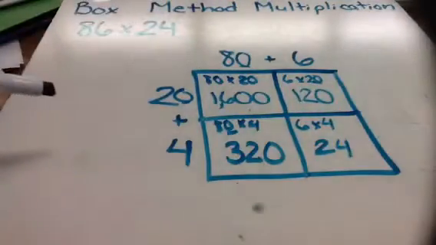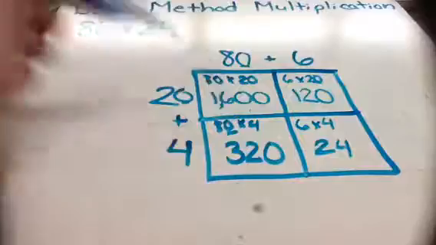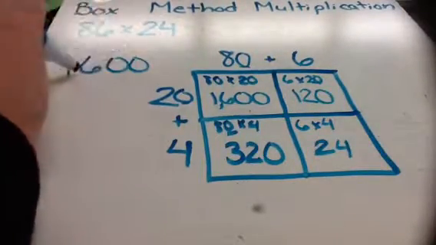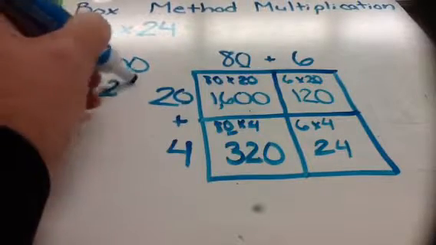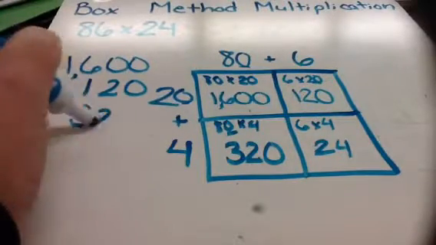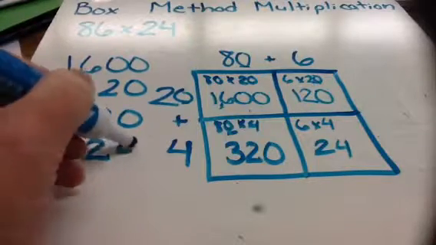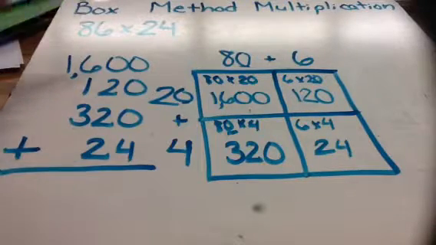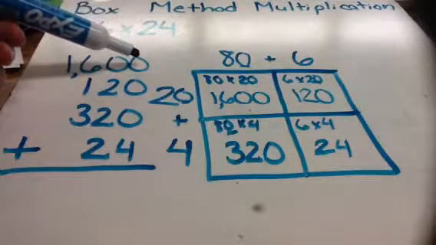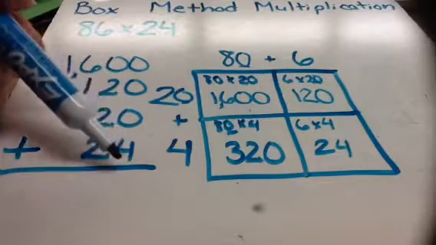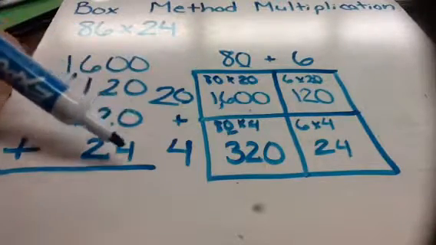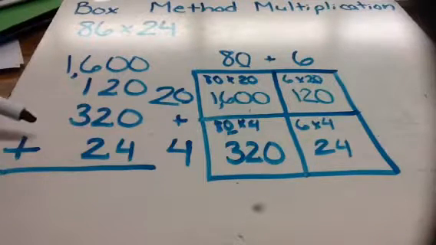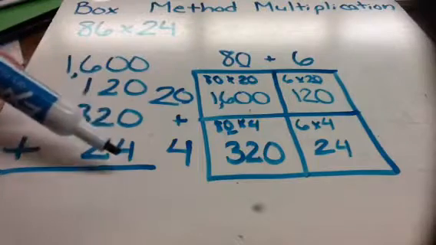The final step of the box method is to add these 4 partial products. So I'll write 1,600 plus 120 plus 320 plus 24. It is extremely important to line these numbers up according to their proper place value. I ask my students to look at the ones place and make sure that all the ones places are lined up. A common mistake is to line up starting with the left side, but you really should be lining up starting with the right side.